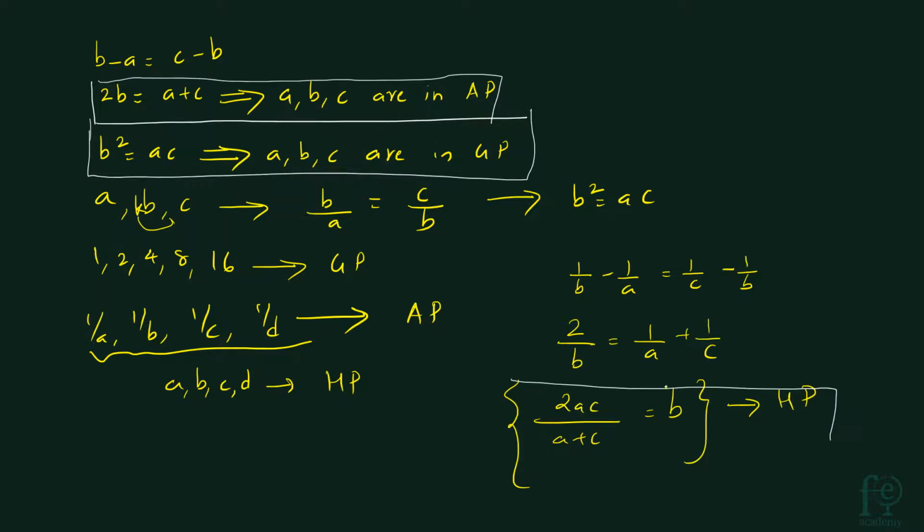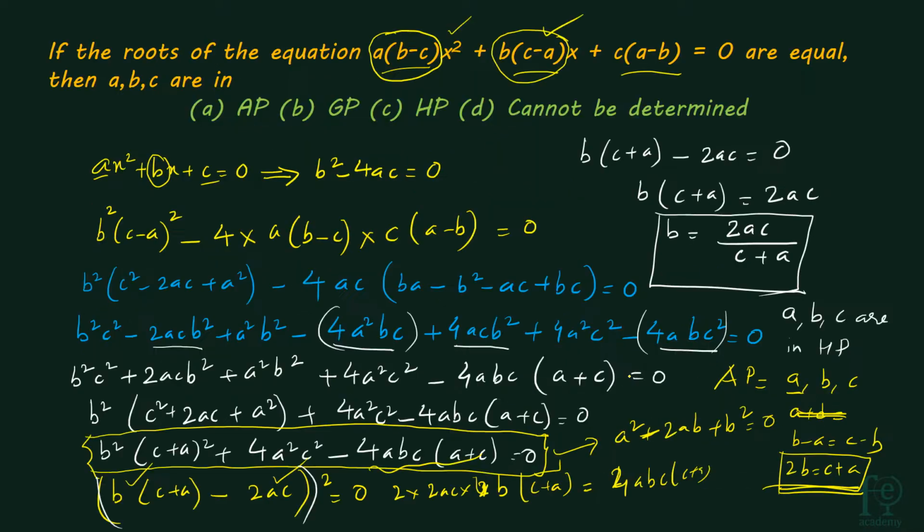2ac divided by a plus c is equal to b implies a, b and c are in harmonic progression. Even if you forget, if you know what AP, HP and GP mean, you can easily derive all these three expressions. So be very thorough with these expressions. So here we got 2ac divided by a plus c is equal to b, which implies a, b and c are in harmonic progression. So we got our answer here. Here C is our answer.